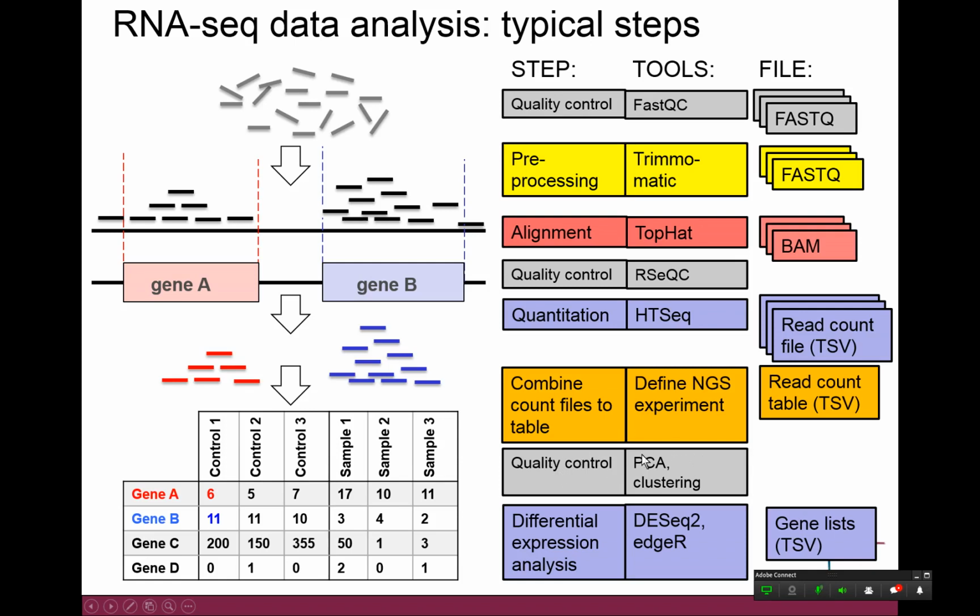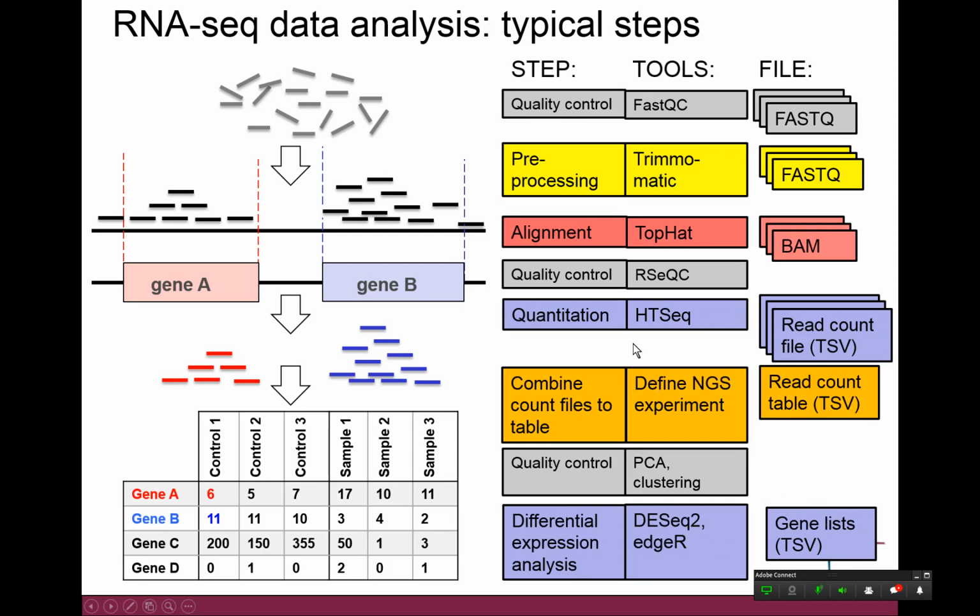And then we again do quality control using PCA or clustering to see how the whole experiment went, and are we happy with our results at that point. And the last step is the differential expression analysis, where we use DESeq2, and from that we get a list of differentially expressed genes.